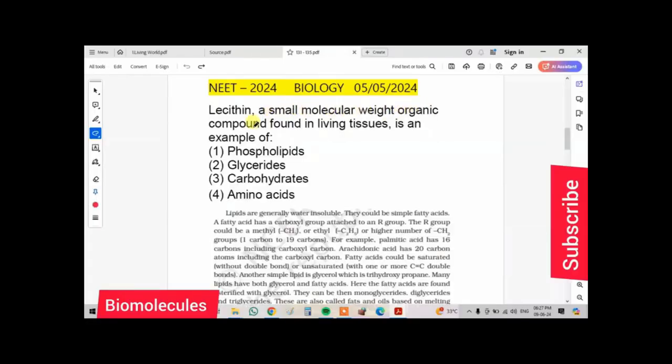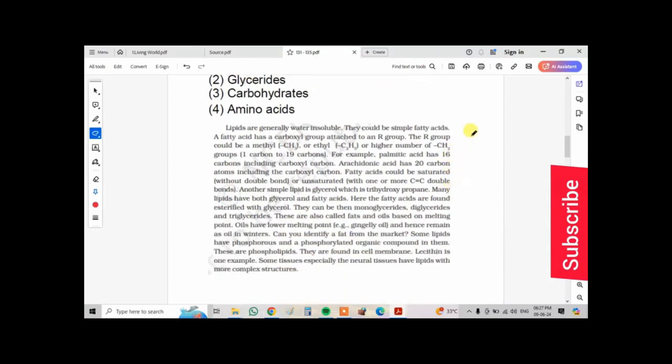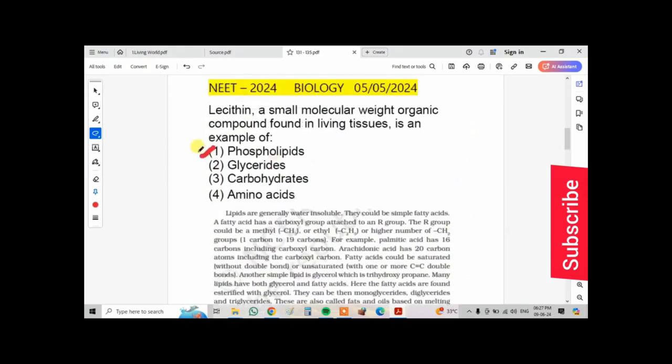Lecithin, a small molecular weight organic compound found in living tissues, is an example of option 1, phospholipids. You can see the NCERT topic here from the chapter known as Biomolecules.